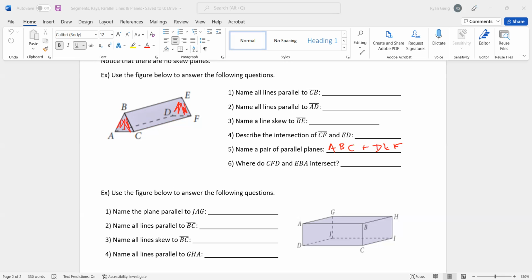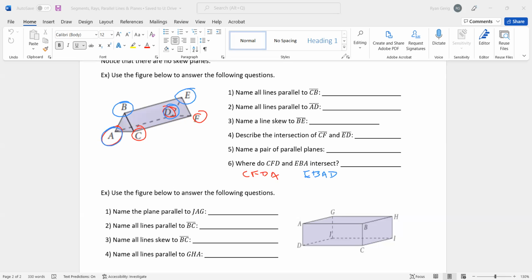Okay, last one, kind of going back to the first lesson. Where do CFD, so CFD, what plane am I talking about there? That's the bottom of the tent. What's the 4th point? That would be CFD and A. And then EBA. So I'm going to change colors. E, B, A. Where am I talking? I'm talking the back, the left side of the tent. What's the 4th point? D. So E, B, A, D.